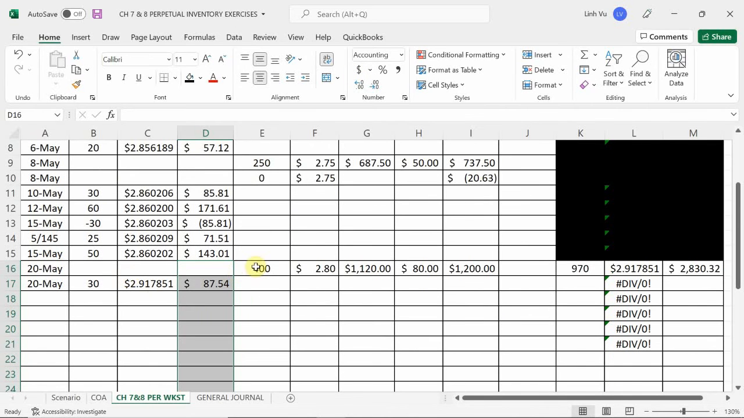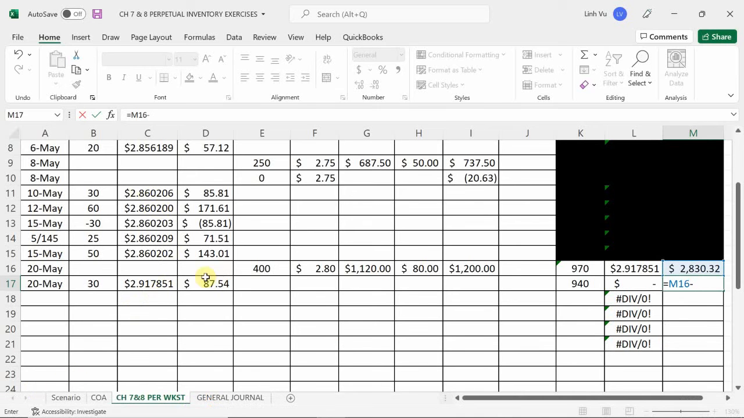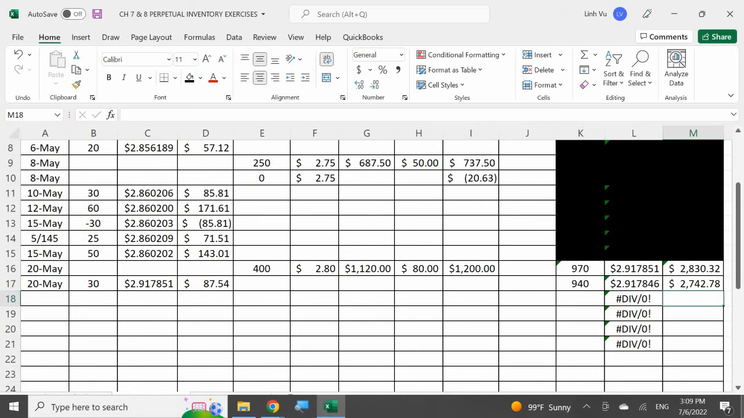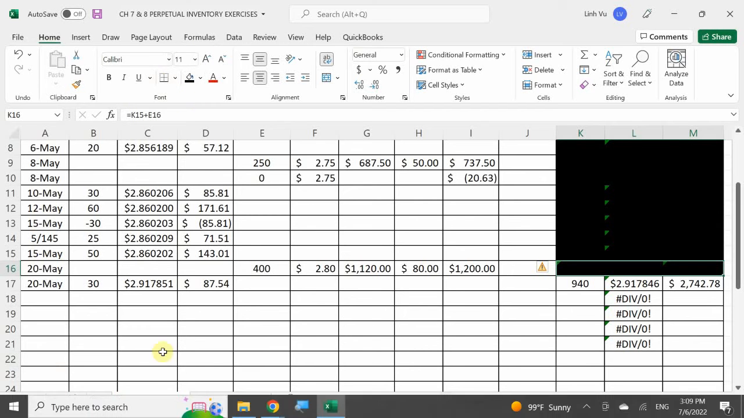Therefore, I need to update my inventory once again because I just sold another 30 mugs. So I should be left with 940 units, and I just sold $87.54 worth, so that leaves me with $2,742.78. That is how many goods available I have to sell. In this case, I calculated what it cost me to sell those 30 mugs. It cost me $87.54.